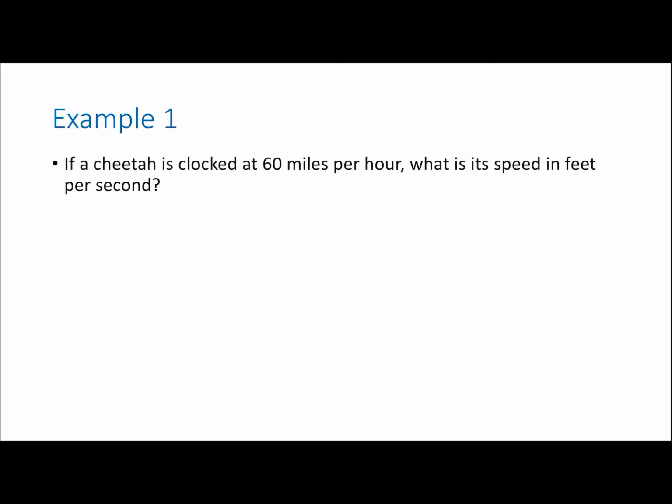So let's look at this one. It says, if a cheetah is clocked at 60 miles per hour, what is the speed in feet per second? All right, so let's think about this. If it's 60 miles per hour, so 60 miles in 1 hour, we eventually want it to be feet per second. So we need to do this conversion to where we get to feet. We also need to do the conversion where we get from hours to seconds. So it's kind of a two-part process here.